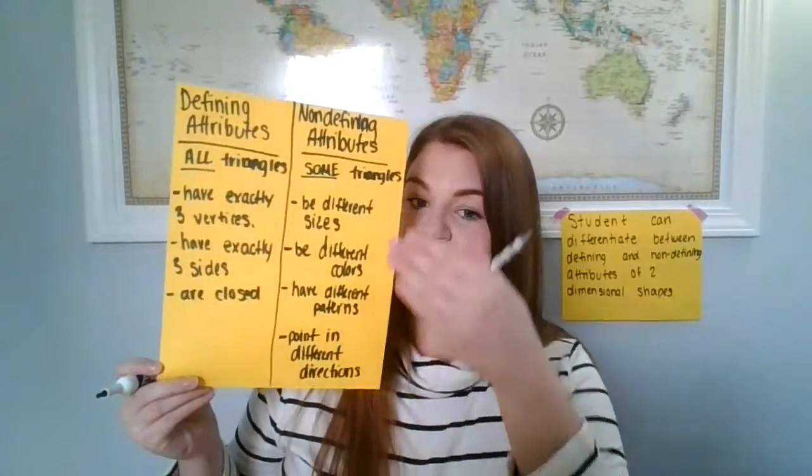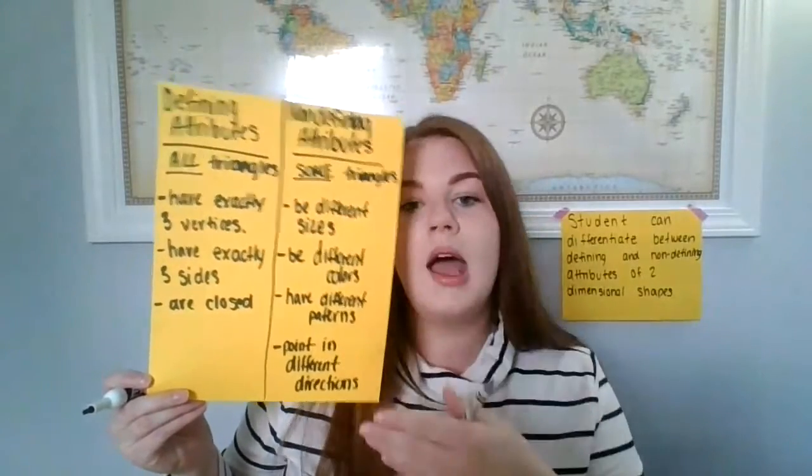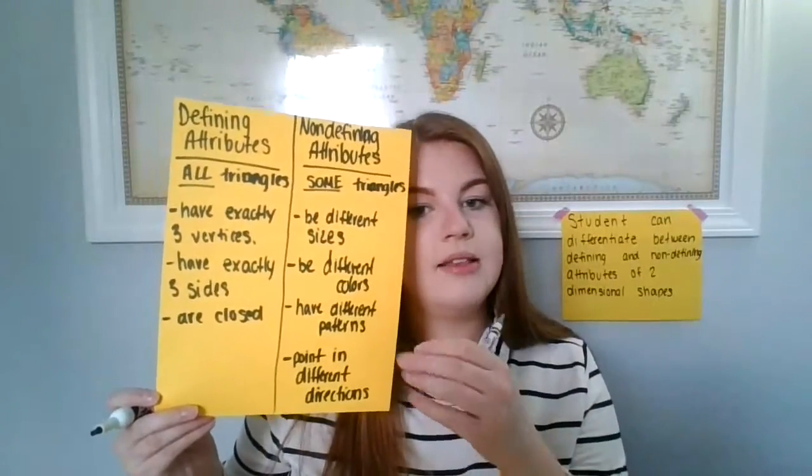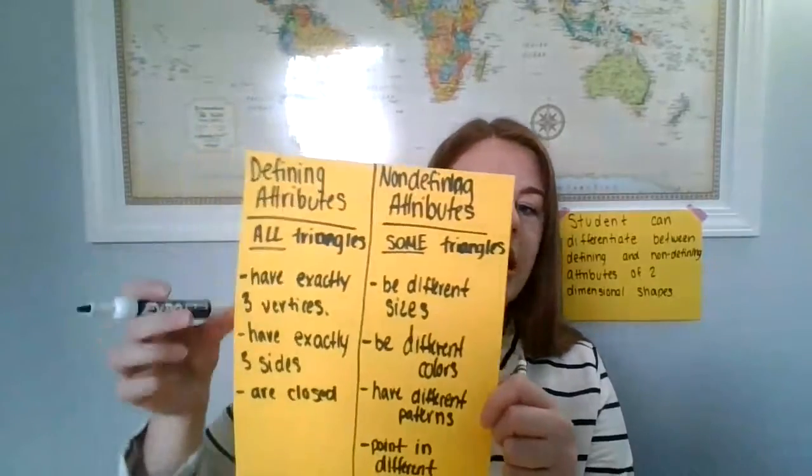So I said we're going to draw a couple triangles here and see. You're going to decide, yes, they're a triangle, or no, they are not. So think about this list. Does it have these 3 things? These are the non-defining, so you don't really care if it has these. You just want to make sure 3 sides, 3 vertices, and it is closed.